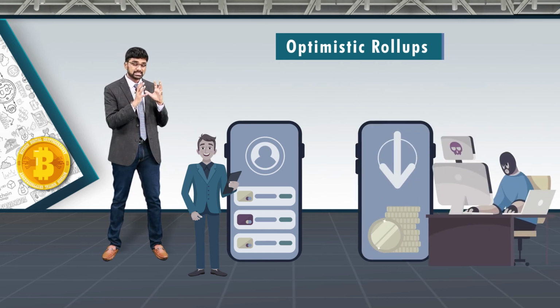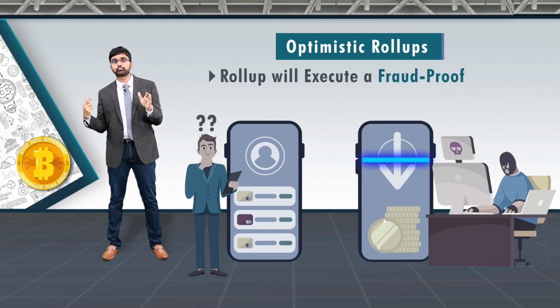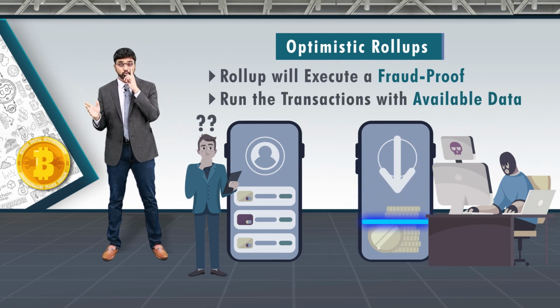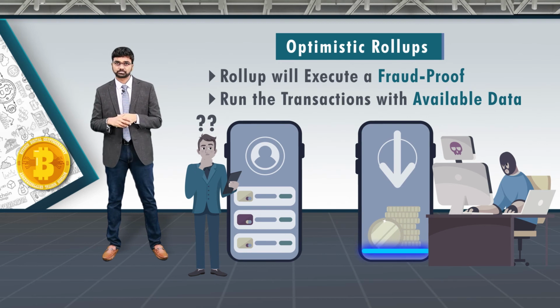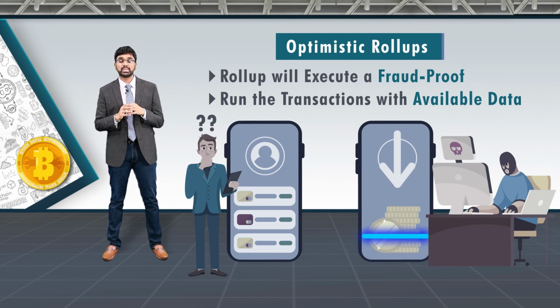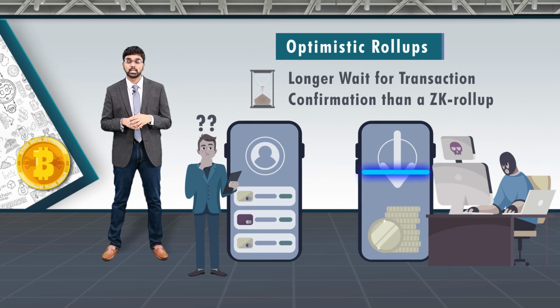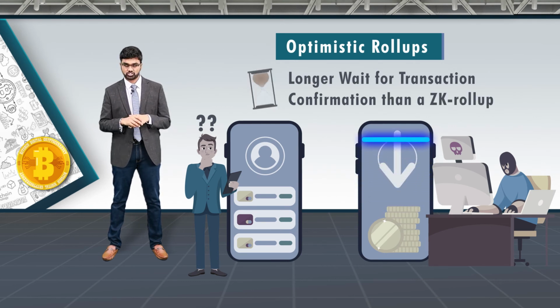If someone notices a fraudulent transaction, the rollup will execute a fraud proof and run the transaction's computation using the available state data. This means you may have longer wait times for transaction confirmation than a ZK rollup because it could be challenged.